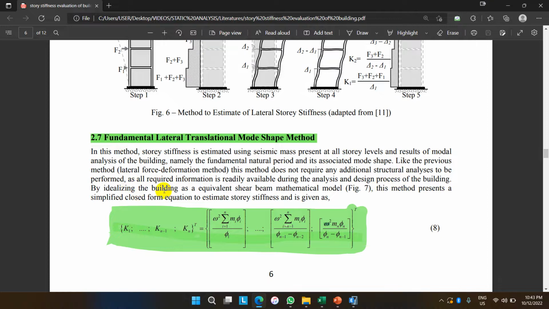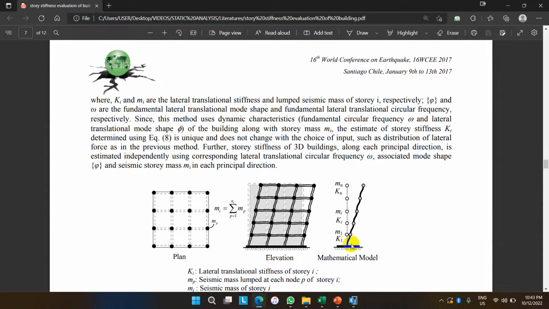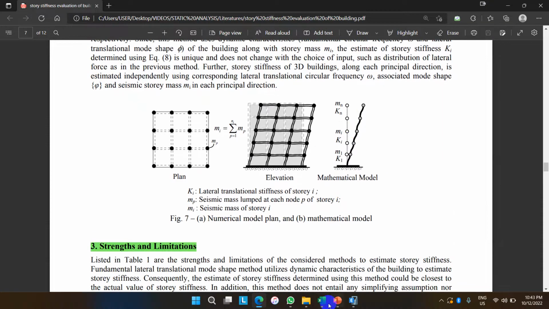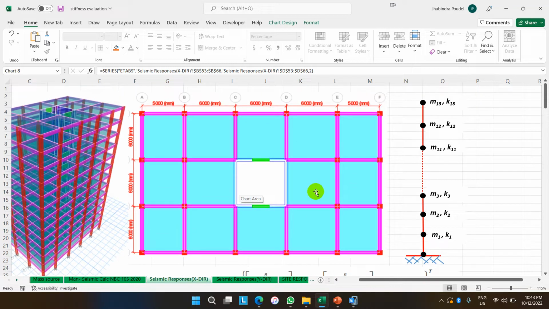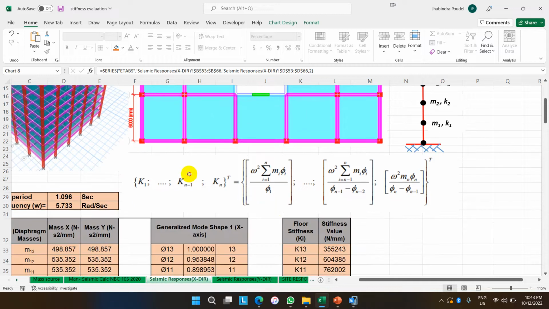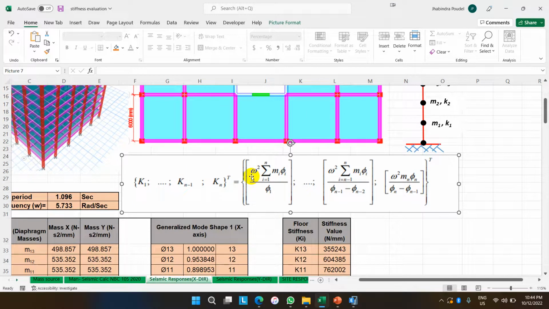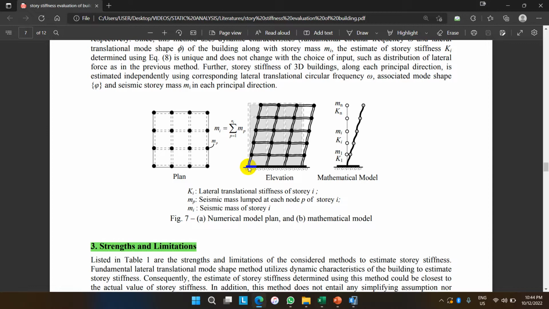By idealizing the building as an equivalent shear beam mathematical model, which can be shown here, we make the equivalent structure like this. This is the 2D frame plane with the lumped story mass and the story stiffness for this structure. It is an equivalent structure called a shear beam or vertical cantilever. So the formula is this, and we can elaborate this formula in the paper.